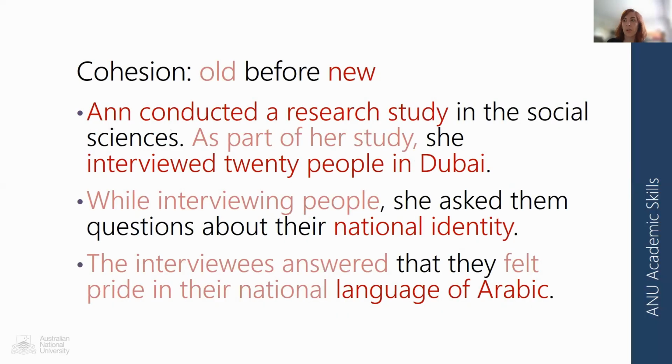And we can see it going further here. As part of her study, she interviewed 20 people in Dubai. Now that becomes the old information. And so how can we use some of that old information in the first part of our next sentence? While interviewing people, we know she interviewed people. While interviewing people, now what's our new information? What did she interview them about? She asked them questions about their national identity.